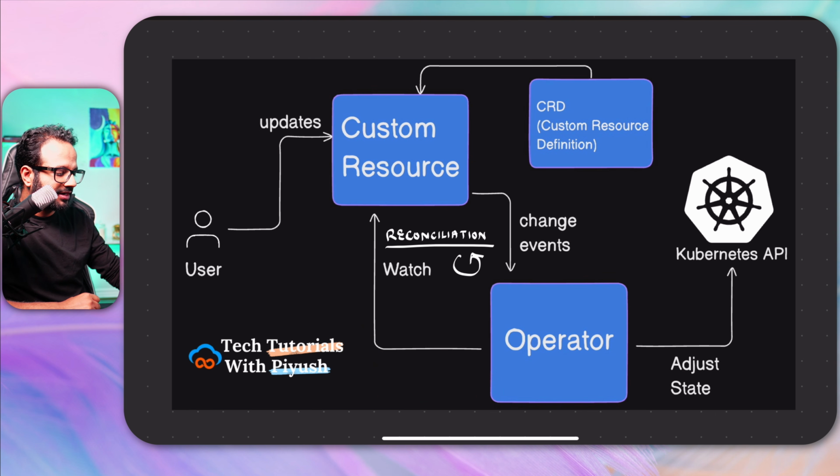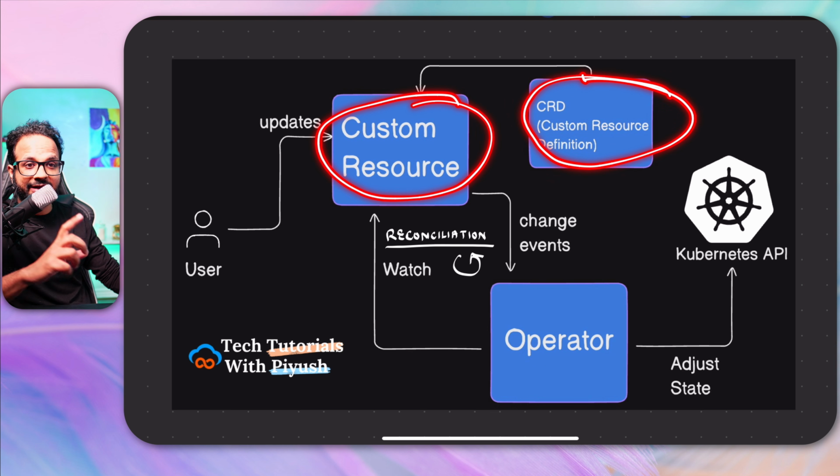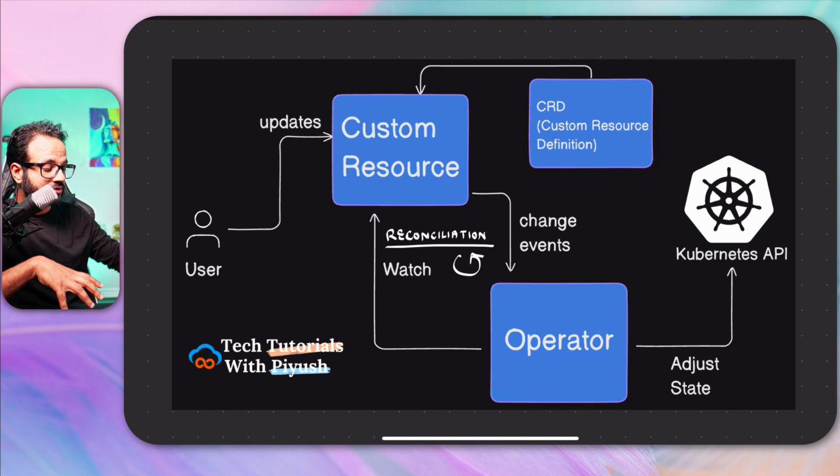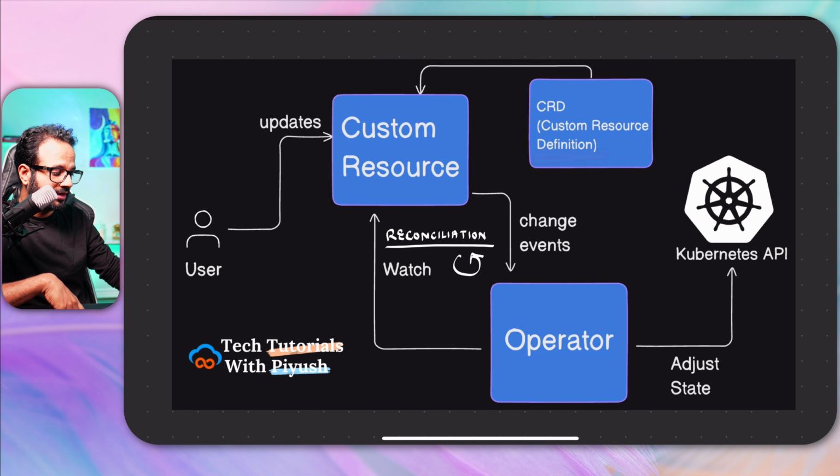Okay, and then you have your custom resources, the custom resource definition, which we have covered in the previous video. So make sure you watch that if you're not aware of these concepts. So custom resource will perform the validation based on the custom resource definition. And this custom resource is an instance of the CRD.